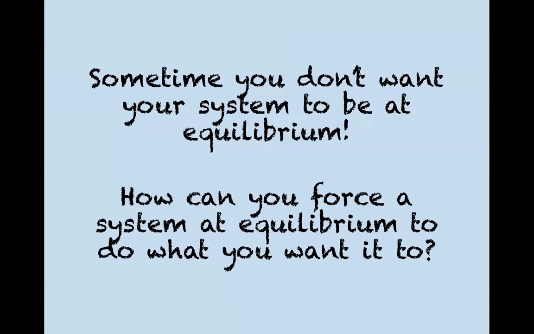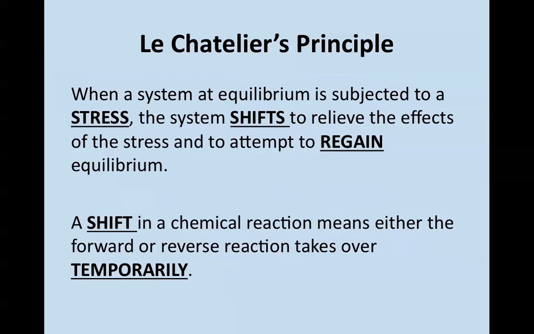However, sometimes we don't want our system to actually remain at equilibrium. We want to force that system to either produce more products or produce more of our original reactants. So Le Chatelier's principle deals with taking a system at equilibrium, subjecting it to a stress such as temperature, pressure, changes in concentration. The system is then going to shift to relieve the effects of the stress, and then attempt to regain that initial equilibrium.